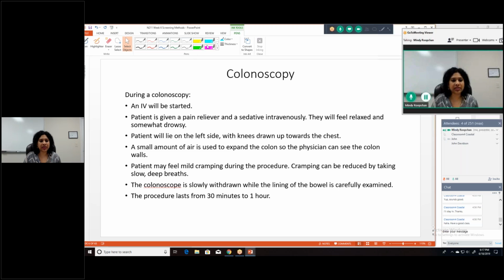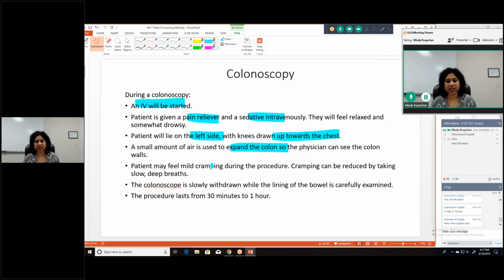So during the colonoscopy, and this is just a review for you guys, they put an IV in, the patient's given a pain reliever or a sedative, they feel a little bit drowsy. They're going to lie on the left side, the knees drawn up to the chest. They put a small amount of air to expand the colon so that the physician can see the colon. The patient is going to feel some cramping, and cramping is reduced by taking slow, deep breaths. They put in the scope, it's slowly withdrawn while the lining of the bowel is carefully examined. It's about 30 minutes to an hour.